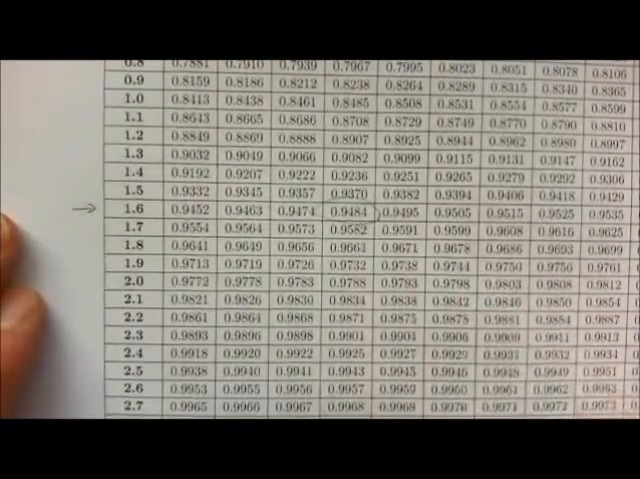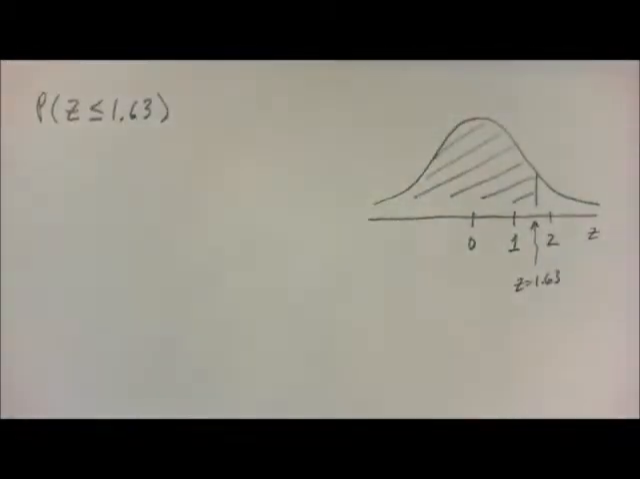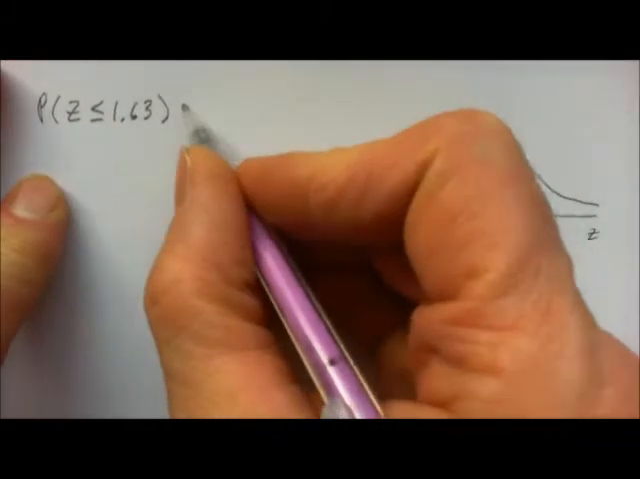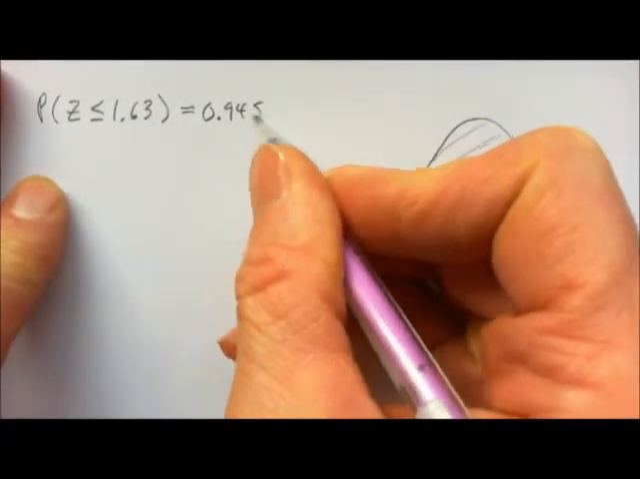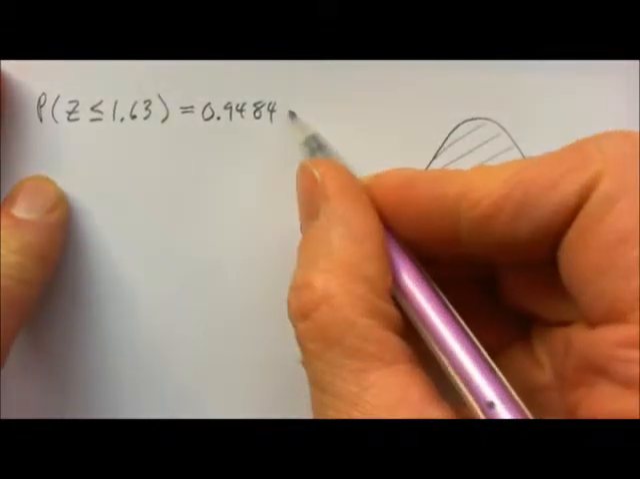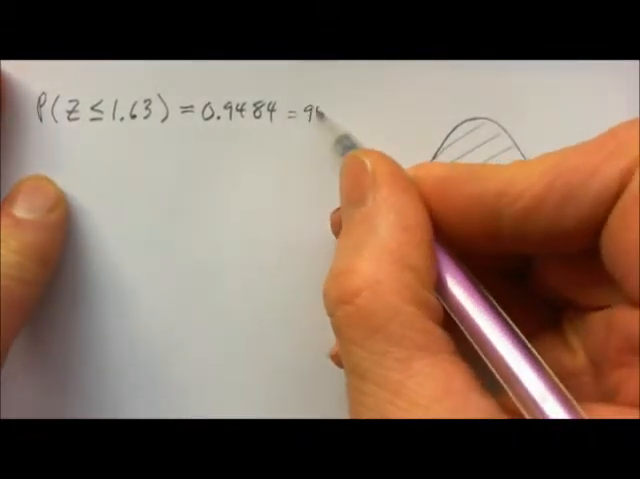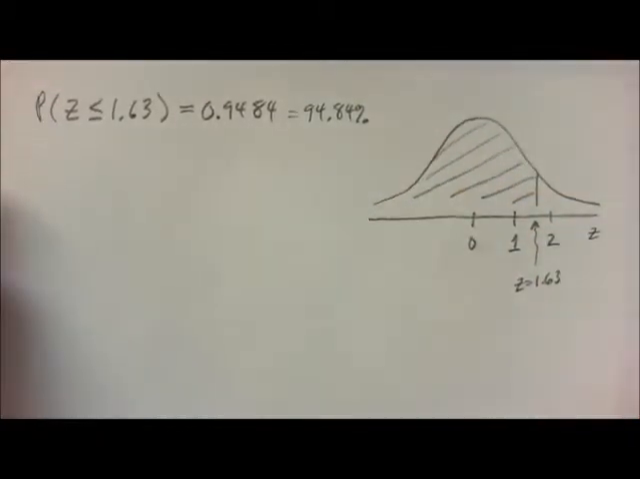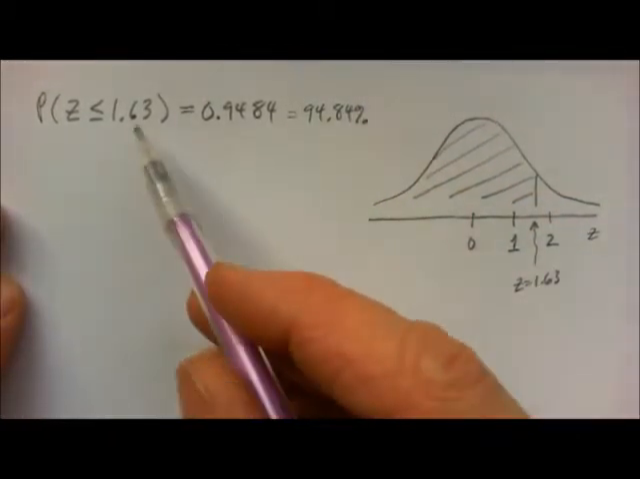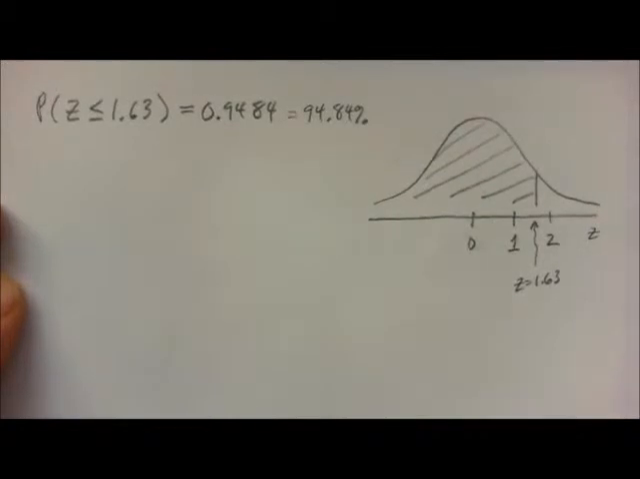It's 0.9484. So the probability that z is less than or equal to 1.63 is 0.9484, or as a percent we can write that as 94.84%. So the probability of getting a z-score less than or equal to 1.63 is 94.84%.